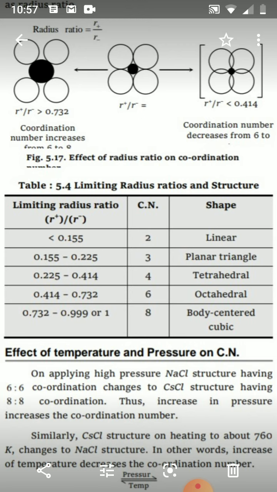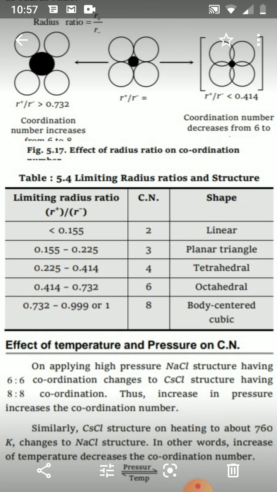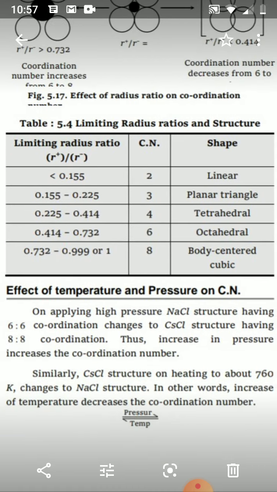limiting radius ratio table is there and structure. If it is less than 0.155, the coordination number 2, structure linear. If it is between 0.155 to 0.225, planar triangle. If it is 0.225 to 0.414, tetrahedral. 0.414 to 0.732, this is octahedral. The coordination number 6 means the 6 particles are surrounded, and 0.732 to 0.999 or 1, body centered cubic structure, that is coordination number 8.